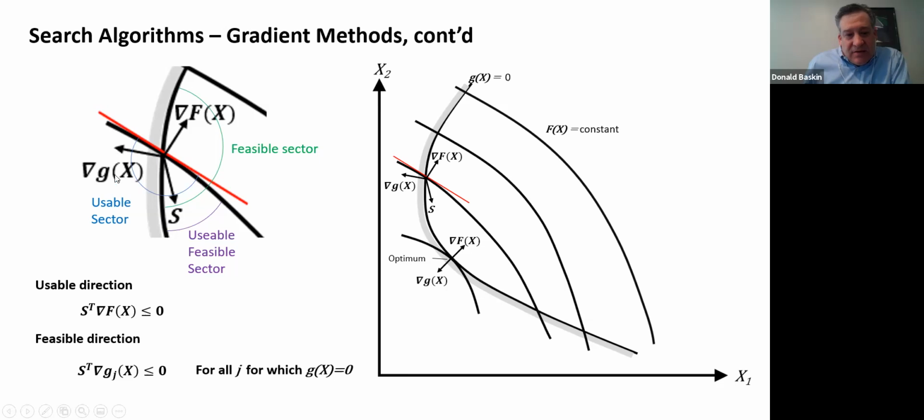And then the feasible region becomes the scalar product of the search direction and the gradient of the constraint function G as a function of x, which also has to be less than 0, which then gets you this green sector, the feasible sector, right here. Then you can see that if you subtract those two, that gives you this region right here, which gives you the usable region.